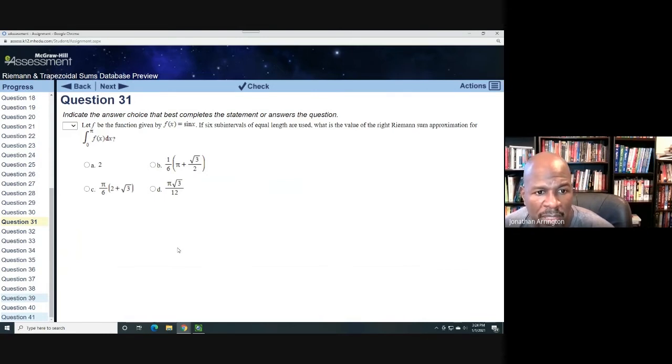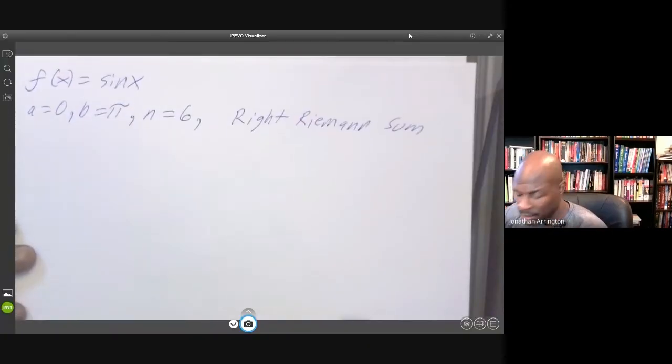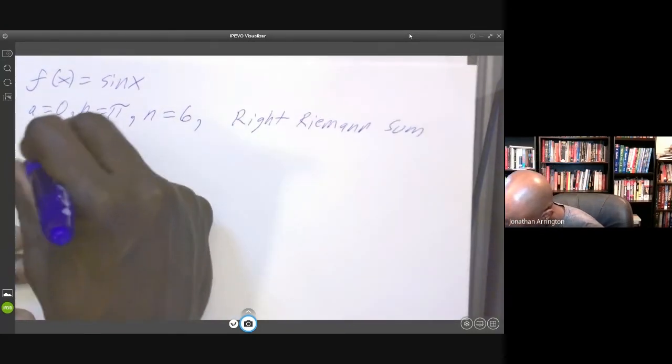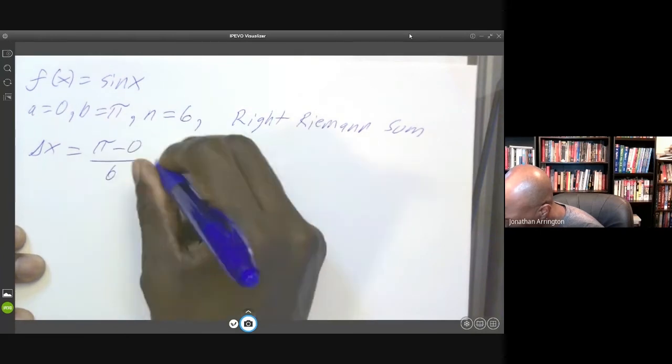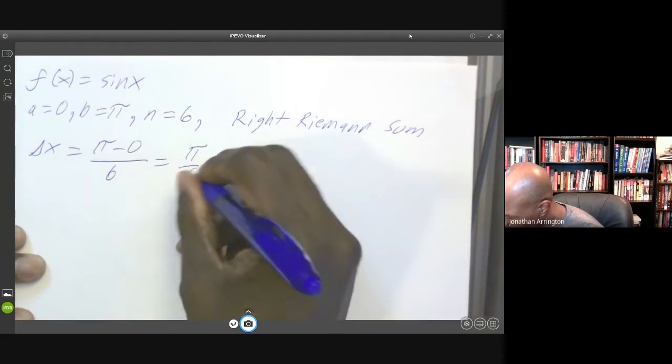Okay, so in this problem, we have 6 subintervals, so n is 6. And from the integral sign, we can see a is 0 and b is pi. All right, let's take a look at this one. So what's first? Delta x. Delta x here is going to be pi minus 0 over 6, or pi over 6.